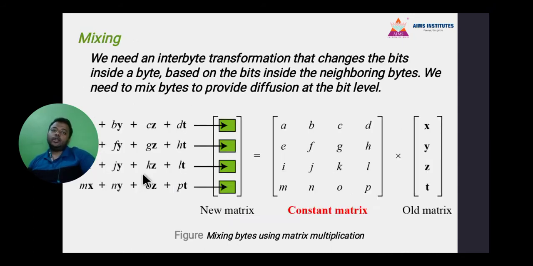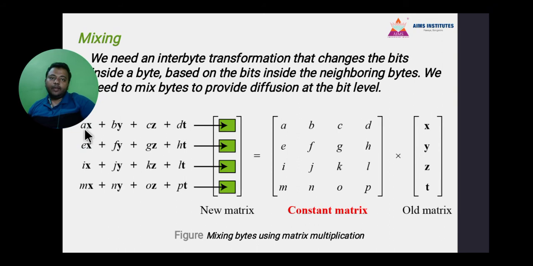When we are talking about the mixing part, we can see that the X element is multiplied and summed with B, and this is how it goes on, and we get a state out of it. There we have a constant matrix which is given by the algorithm only, and the old matrix is the format that we get from the earlier version. Once we get it, we multiply and we get the new matrix format. This new matrix format is used for the multiplication purpose.